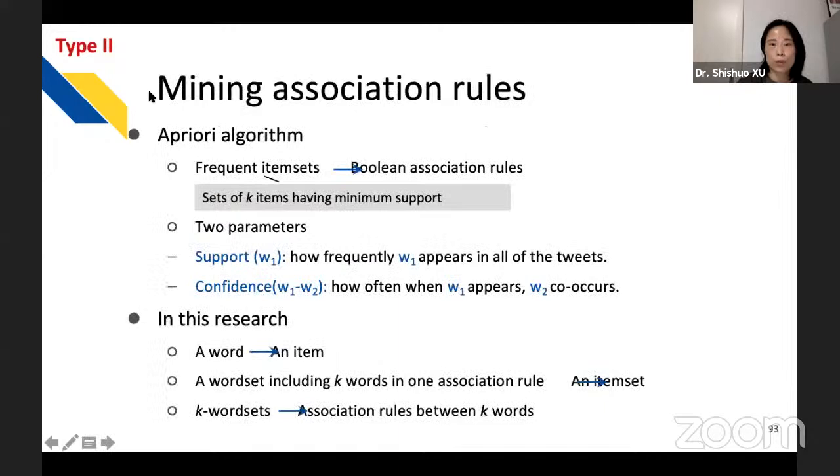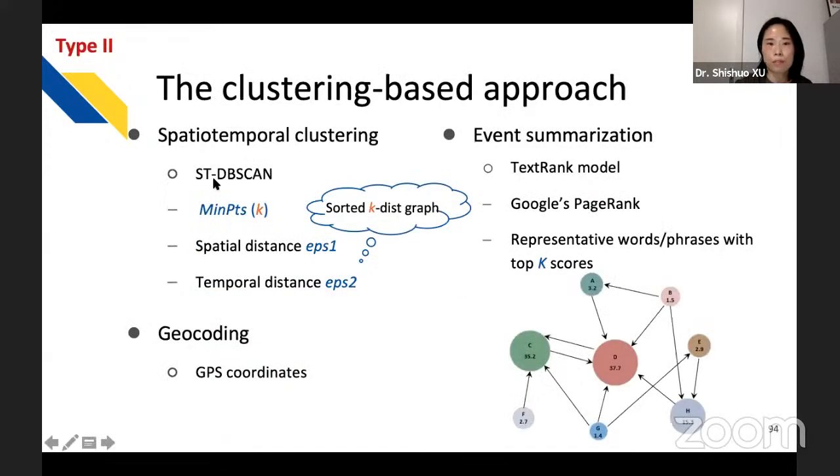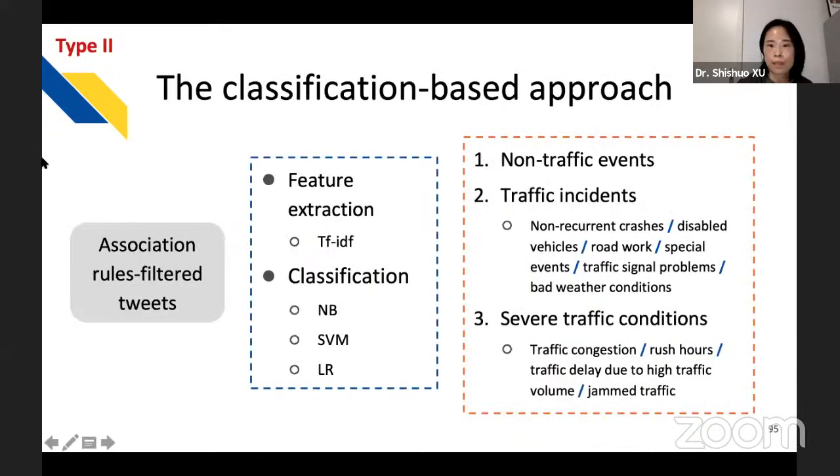Then the association rules between the tweets are mined using this machine learning algorithm, and from this algorithm, we further analyzed the spatial temporal features of the associated tweets. And to do a comparison, we also did a classification-based approach by involving widely used classification methods like naive Bayes, SVM, and logistic regression.